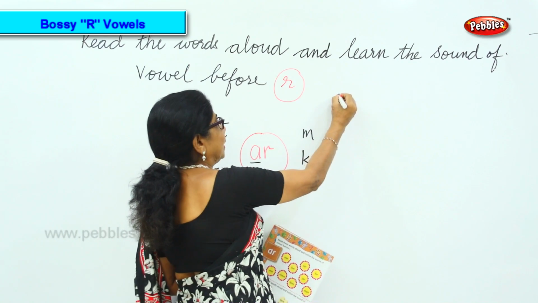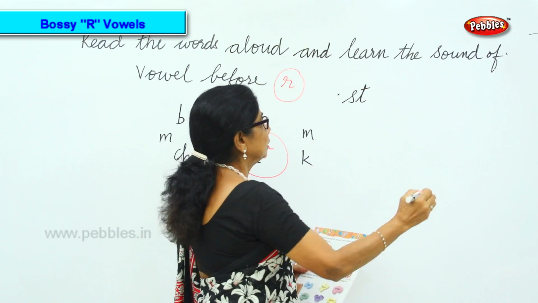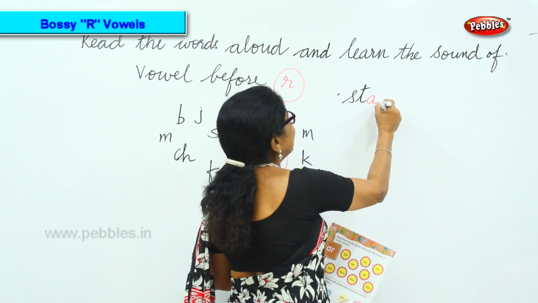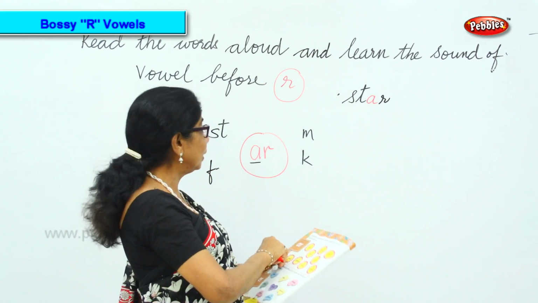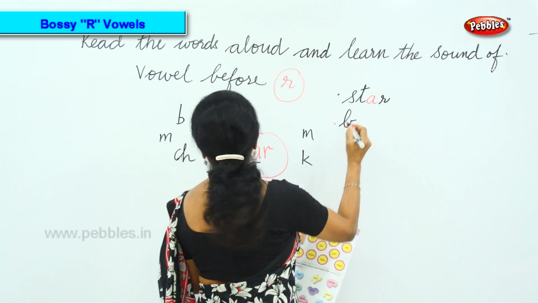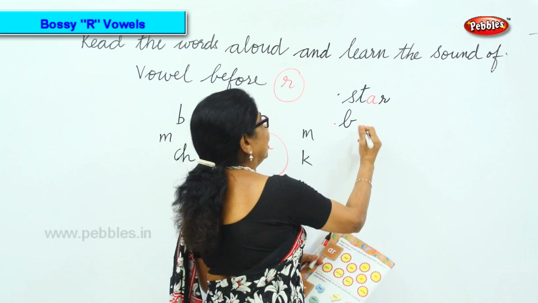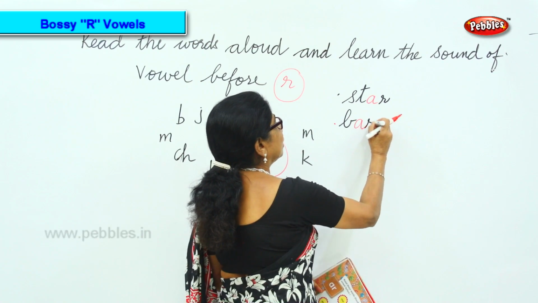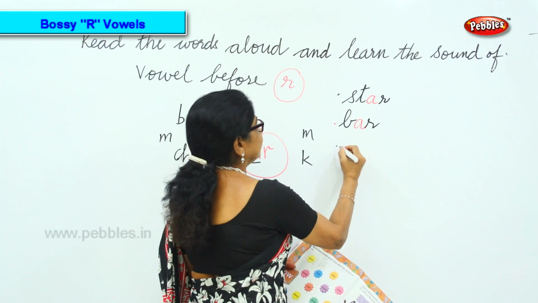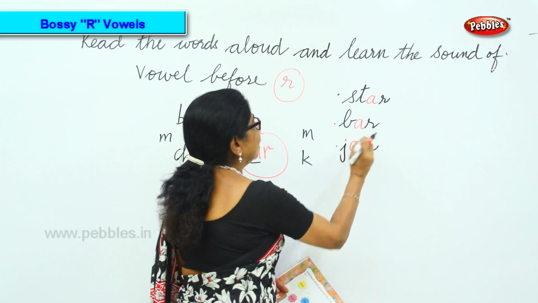Okay, now let's make the words. Star. You have star. There is a vowel before R. Then you have b, you have a vowel here and R. Bar. Then you have jar. J, R. Jar. There is a letter A in the middle.